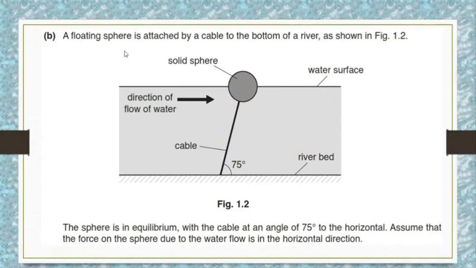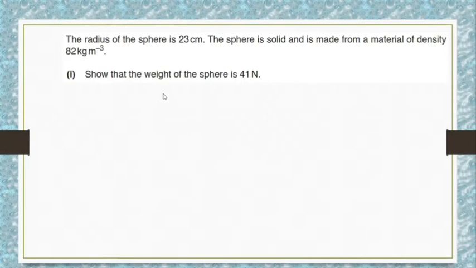B, a floating sphere is attached by a cable to the bottom of a river as shown in figure 1.2. It is forming an angle of 75 degrees to the horizontal riverbed. Assume that the force on the sphere due to the water flow is in the horizontal direction. So the direction of the flow of water is horizontal. The radius of the sphere is 23 centimeters and it is made from a material of density 82 kilogram per meter cube. Show that the weight of the sphere is 41 newtons.